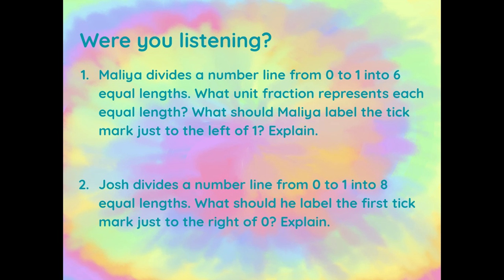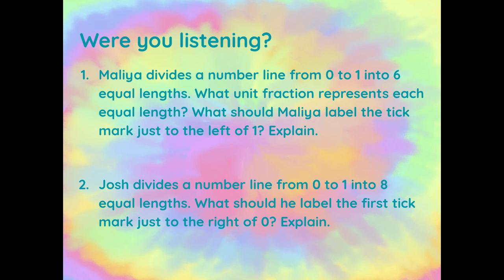All right, so let's move on to number 2. Josh divides a number line from 0 to 1 into 8 equal lengths. What should he label the first tick mark just to the right of the 0? Okay, well, he's dividing his into 8 equal lengths, which means his fractions will be in eighths. So what should he label the first tick mark just to the right of 0? Well, it would be our first fraction, which would be 1/8.